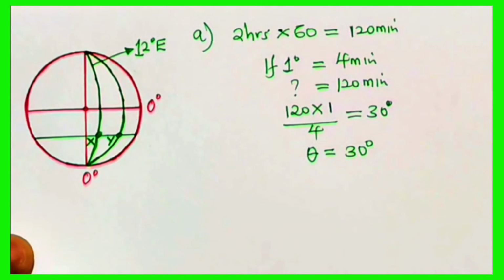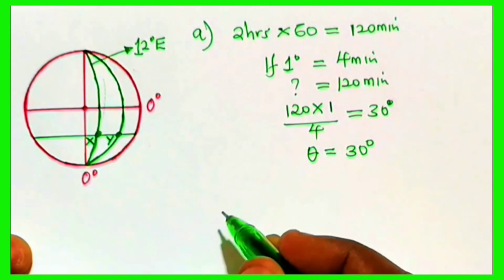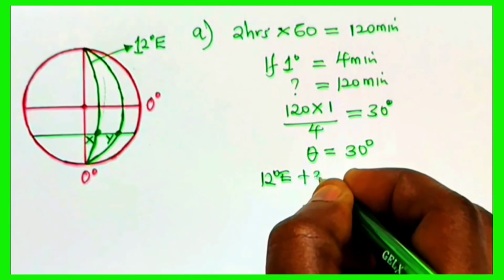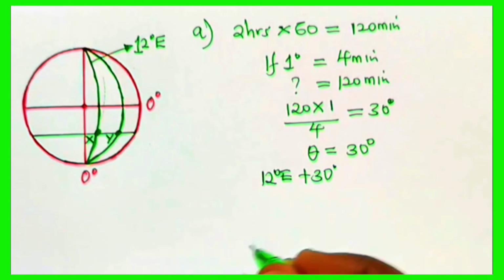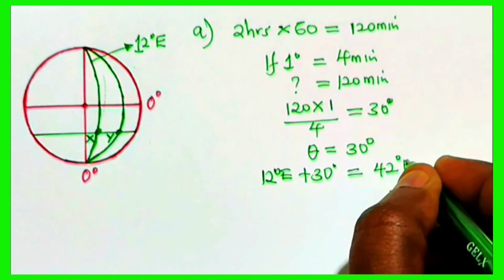Now to find the longitude of Y, we know that the longitude of X was 12 degrees east, so we're going to add 12 degrees east plus 30 degrees, and therefore the longitude of Y will be 42 degrees east.